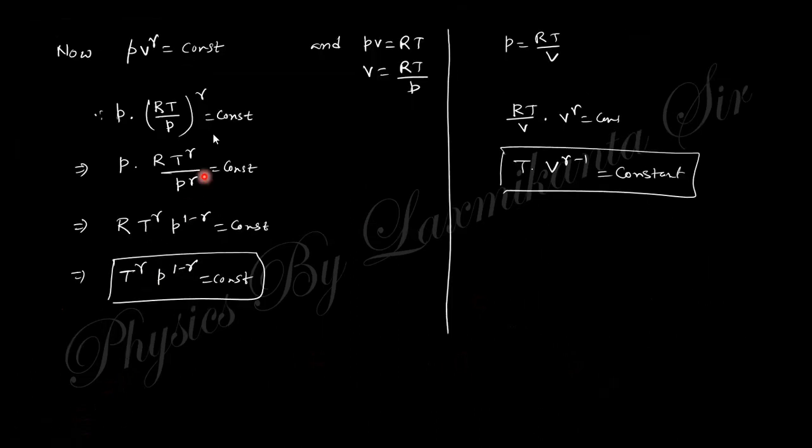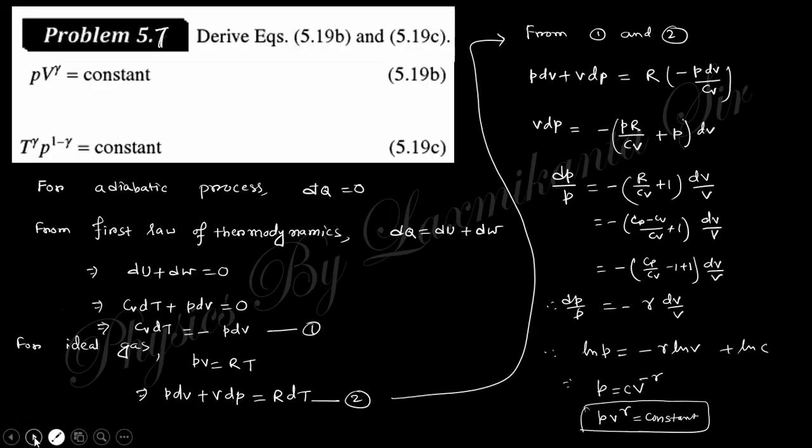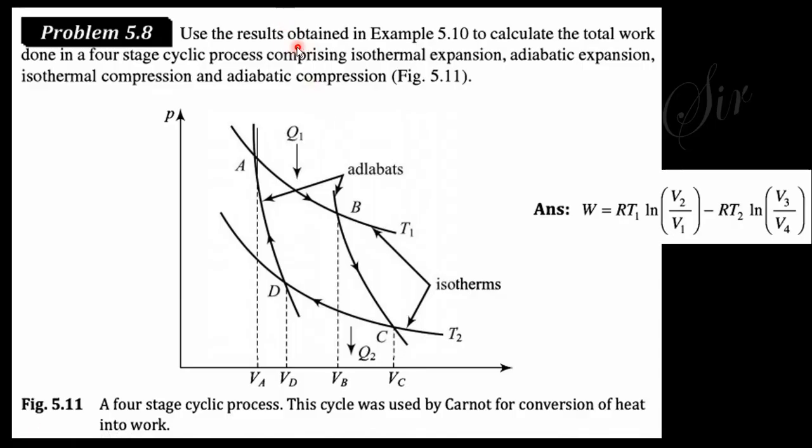And this equation can be converted into that one if you put V equals RT by P, you can easily find this relation, and this can also be found if you put P equals like that. Clear? So these are the three equations for an adiabatic process. Next one. Use the result obtained in 5.10, that is the work done in an adiabatic process, to calculate the work done by a 4-stage cyclic process comprising isothermal expansion, adiabatic expansion, isothermal compression and adiabatic compression. So this is isothermal expansion, adiabatic expansion, isothermal compression, adiabatic compression. This is actually a Carnot engine.